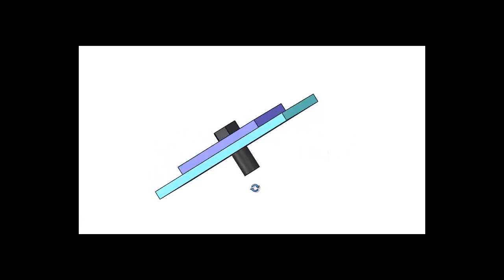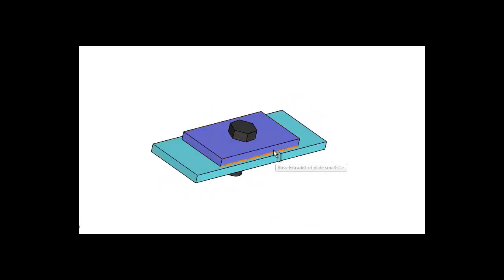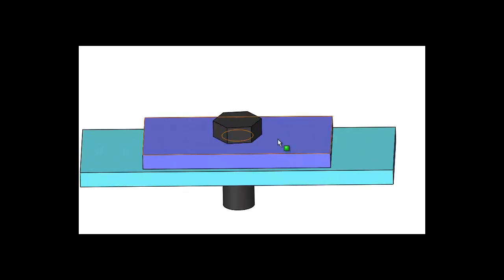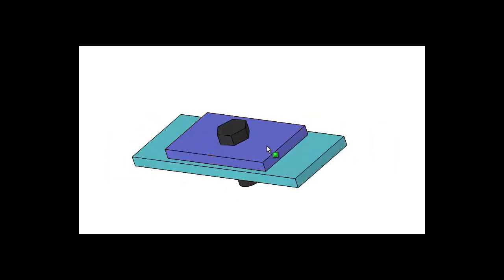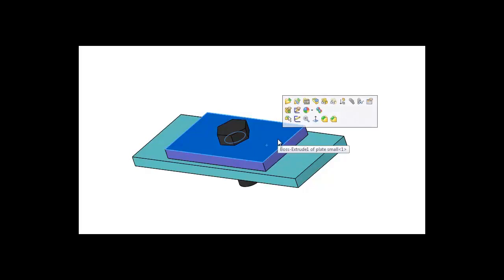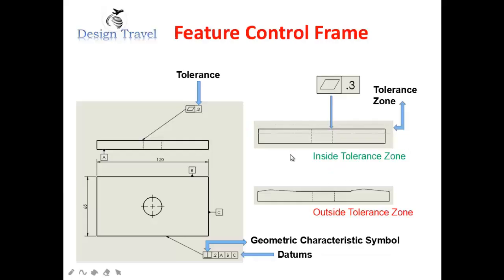We will take this assembly as an example. This is a simple assembly which consists of two plates and one bolt. We can take this small plate as an example for explaining one symbol in GD&T. This is the drafting drawing of the previously mentioned part. Here the feature control frame is nothing but this tab. You can see this tab.